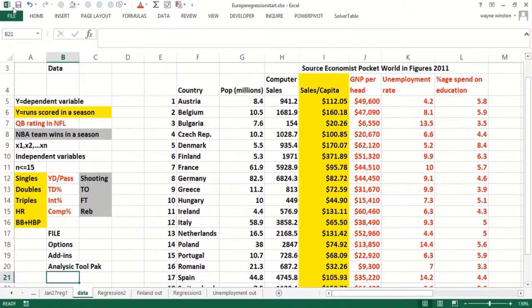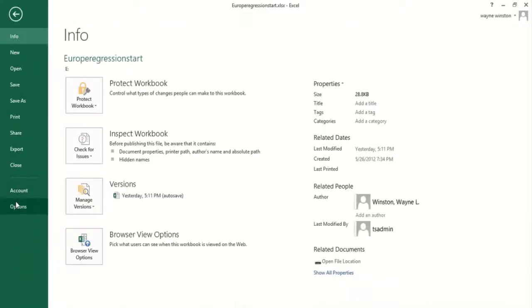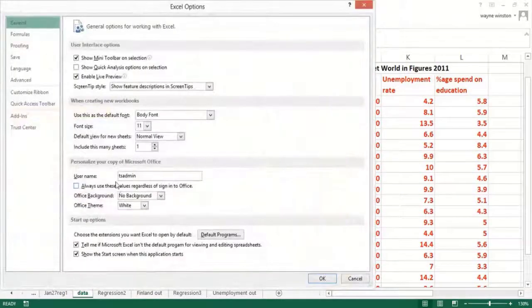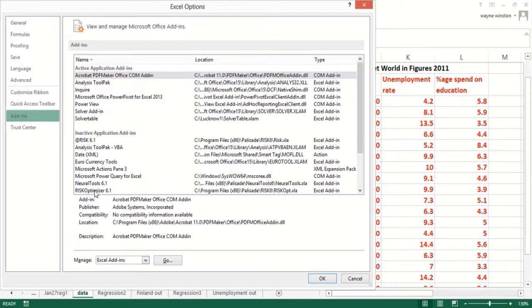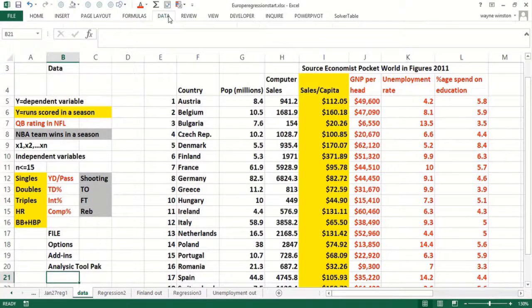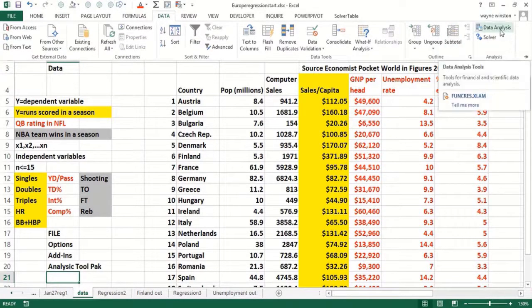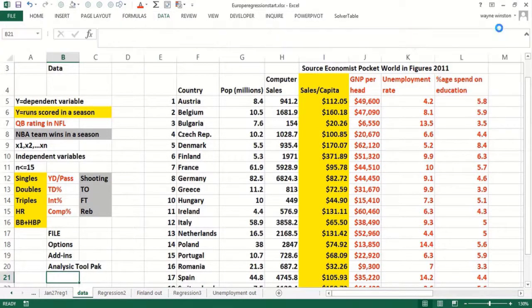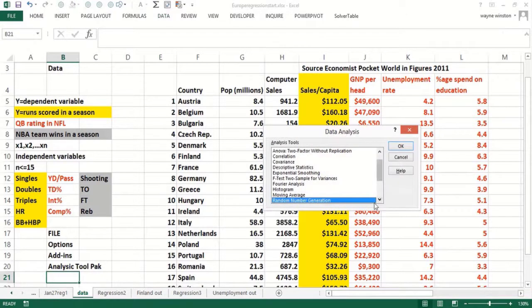So if I would go File, Options, Add-ins, do not collect $200, and check the first box, Analysis ToolPak, and click OK, and then you should see it right here. Okay, now to run a regression, you just go to Data Analysis. There's a lot of cool stuff here, which we don't have time to talk about, but regression.